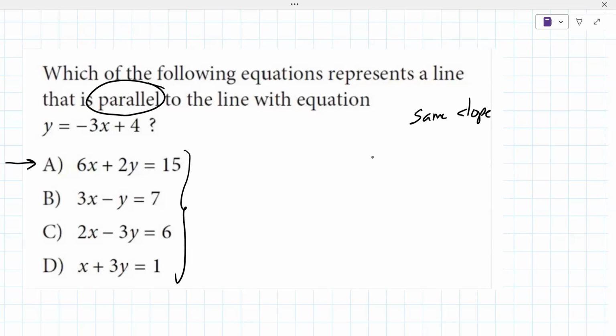I got y equals negative 3x plus 15 over 2. And that number doesn't matter. This is the only number that matters. So are those the same? Yes, they are the same. So there you go. There's your answer.